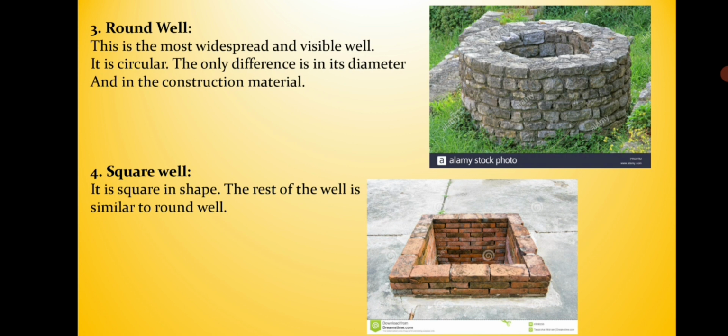Then next is a square well. You will all come to know from the word square itself. It is square in shape and the rest is similar to a normal well. It is narrow, it is deep, and the only difference is its square shape. It is built with bricks, stones, etc.